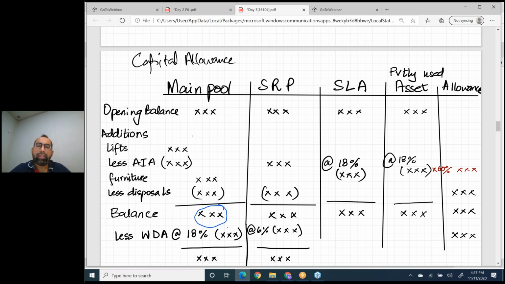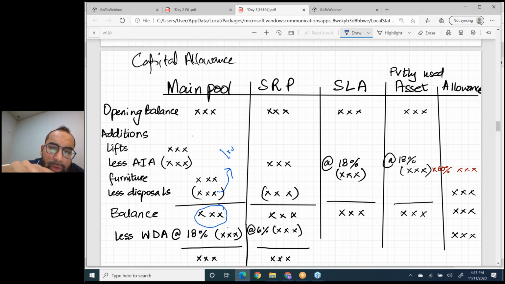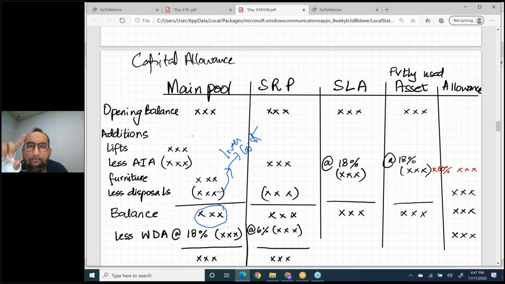And one more thing, when you deduct any disposals, you might know this, you have to deduct the lower of cost or disposal proceeds. Two things you have to write in front of you: number one is cost and number two is disposal proceeds. Whatever the lower amount is, you have to deduct that amount, okay.